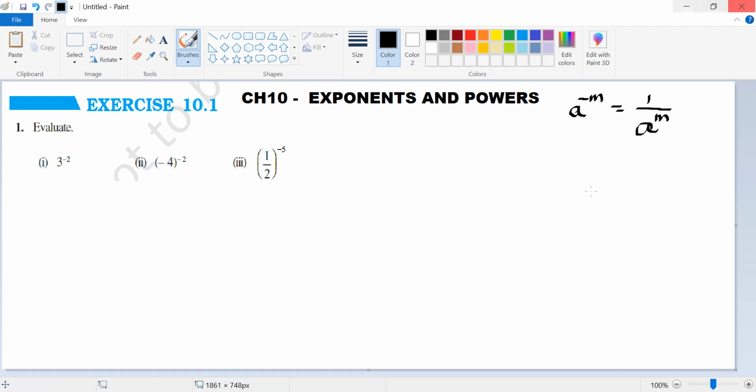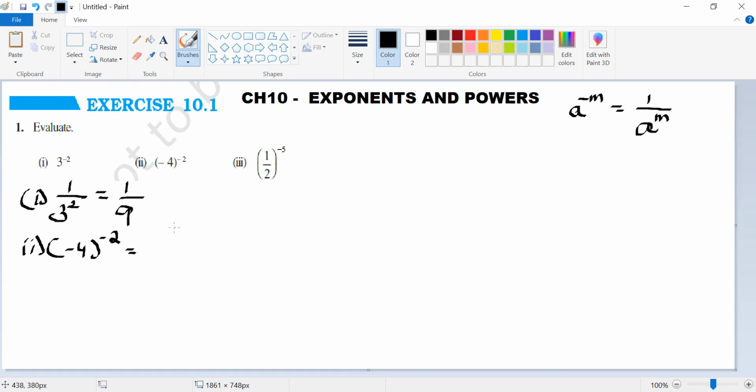So based on this, question number 1, evaluate. 3 raised to minus 2. 3 raised to minus 2 means what? 1 by 3 raised to 2, which is equal to 1 by 3 square, which is 9. So 1 by 9. Now second one, minus 4 raised to minus 2.